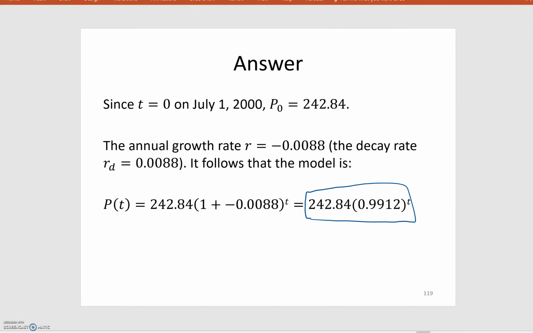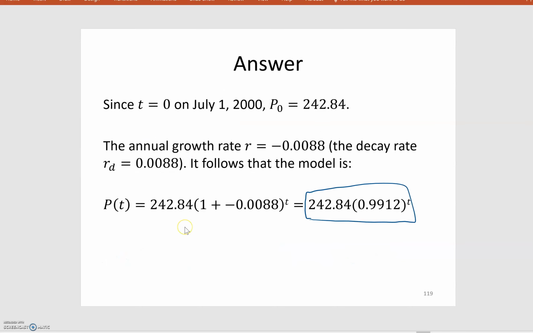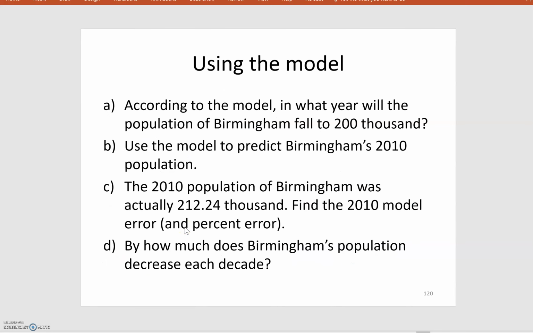All right, so we just looked at this example of a population model. I think this was for Birmingham, Alabama, in the last lecture. And so now we have this model and we're going to use it for some stuff. So let's look at the questions. According to the model, in what year will the population of Birmingham fall, because we are decreasing, to 200,000?